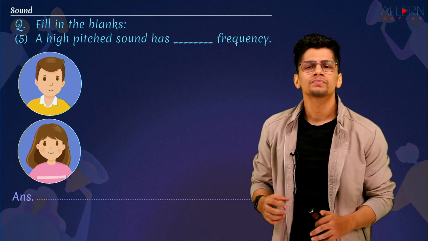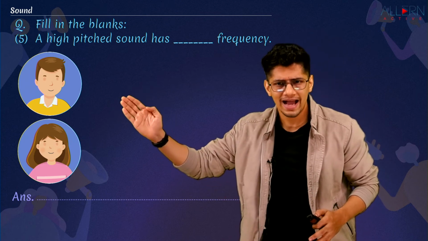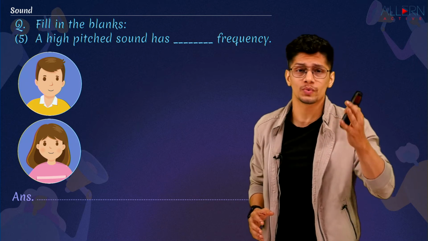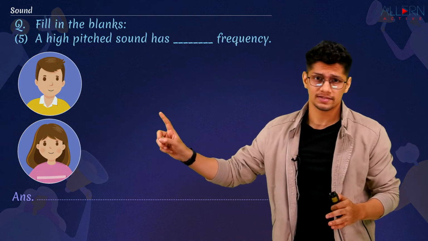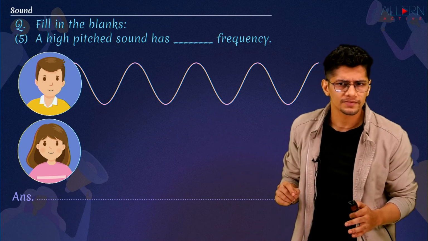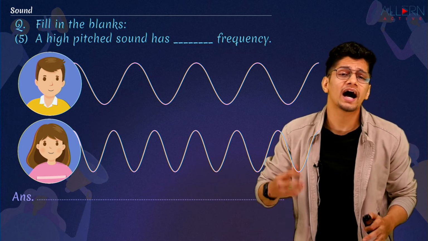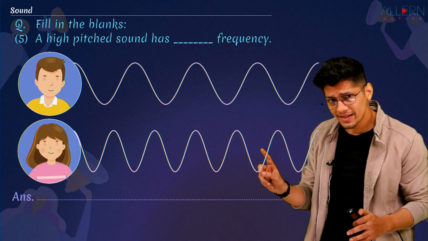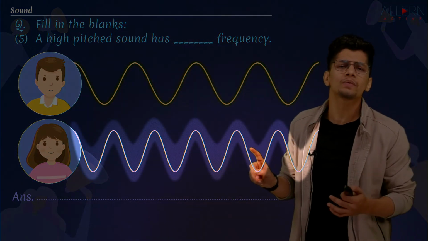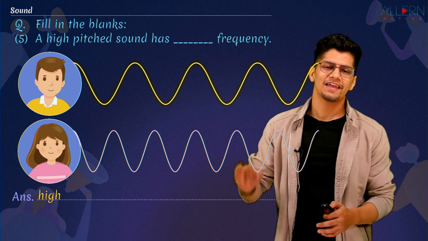Now moving on to the next one. A high-pitched sound has dash frequency. Now we have already seen this. We have a man and a woman. Now a high-pitched sound. We know high-pitched sounds are shrill sounds. For example, when a man speaks, hello, you can see that when he said hello, it has a certain number of waves created. When a woman speaks, hello, you can see that the number of waves created are more. That means here the frequency is more, here the frequency is less. So a high-pitched sound will have higher frequency and a low-pitched sound will have lower frequency. So the answer over here is high frequency.